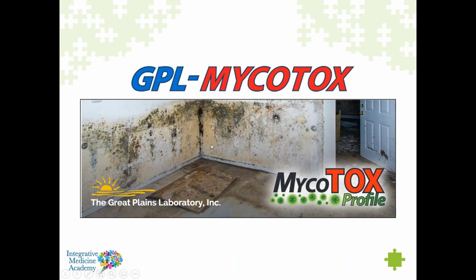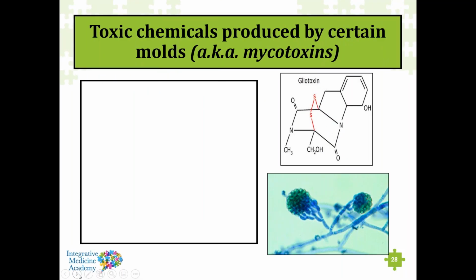And so Great Plains has something called the GPL mycotox profile. In our various courses, we teach a lot about interpretation of the organic acid test, as well as interpreting the mycotox profile. And this is one of these things that we feel very strongly that anybody with a SIBO diagnosis or irritable bowel diagnosis should have a mycotoxin profile done, because we know that these chronic digestive issues have a high recurrence rate. They're difficult to get under control.